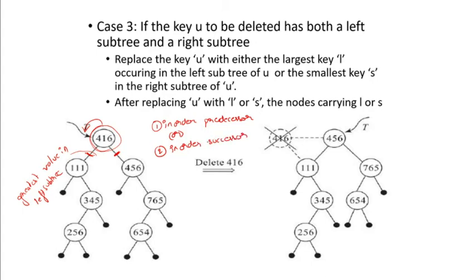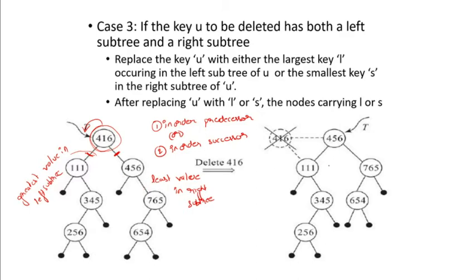You can replace this value with the in-order successor, right? So you can say that it is the least value in the right subtree. Okay. Now what did he do here?